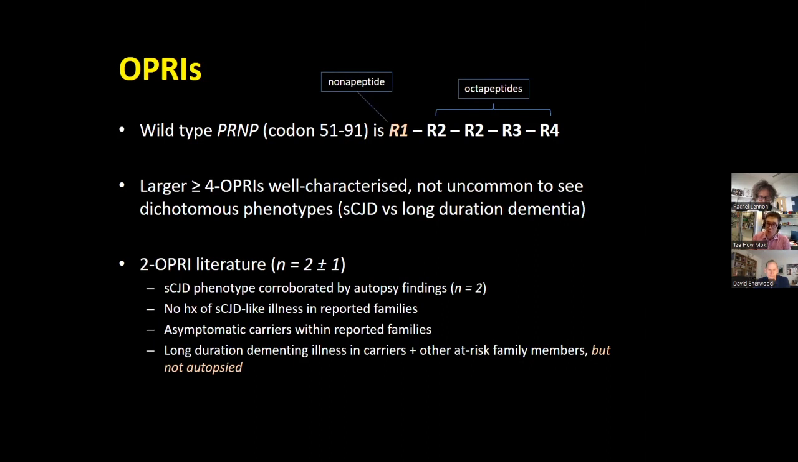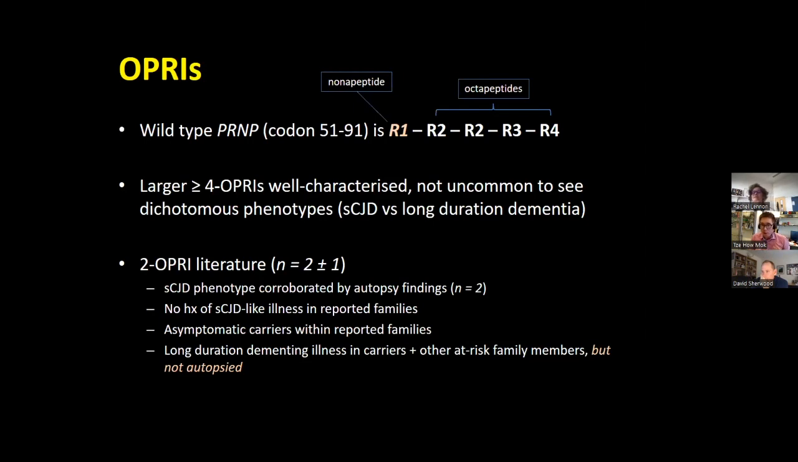And when we say someone has 2 octopeptide repeat insertion in the prion protein gene, it's a total of 1 nonapeptide, 4 normal octopeptides plus 2 additional ones. And we actually know a great deal about octopeptide repeat insertions in the prion protein gene between 4 and 6 OPRI, because they're very well characterized. And in fact, the 6 OPRI family is one of the first familial neurodegenerative diseases characterized in the UK back in the early 90s. Now, what about 2 OPRI? We don't really know much about 2 OPRI because there's limited information from the literature.